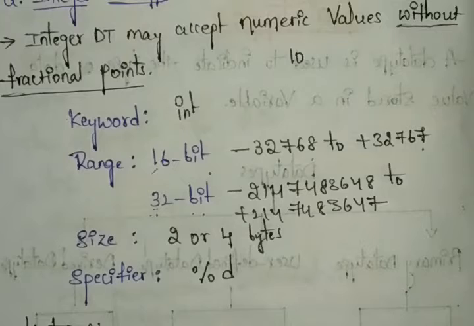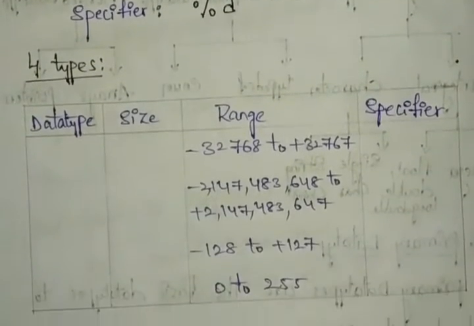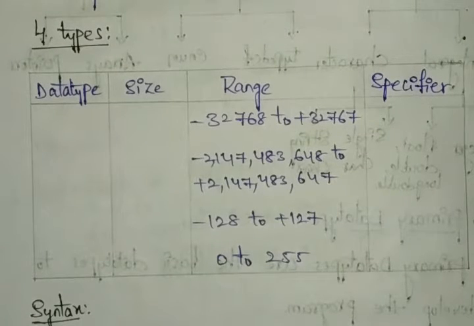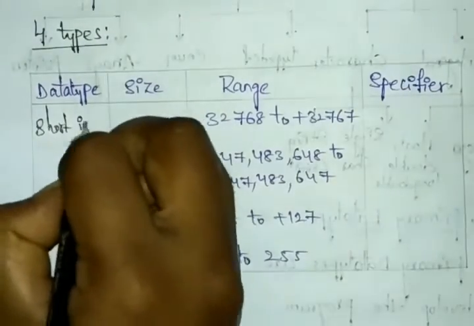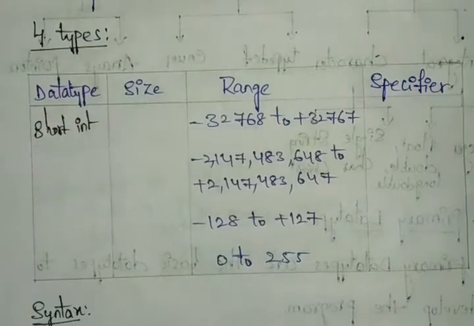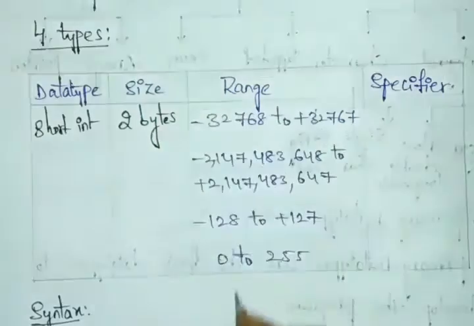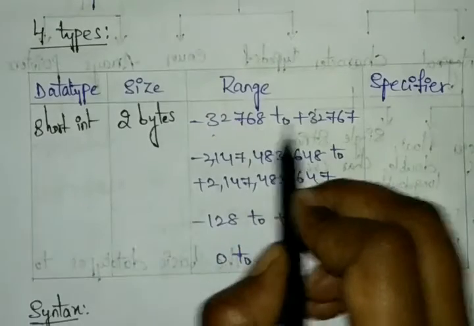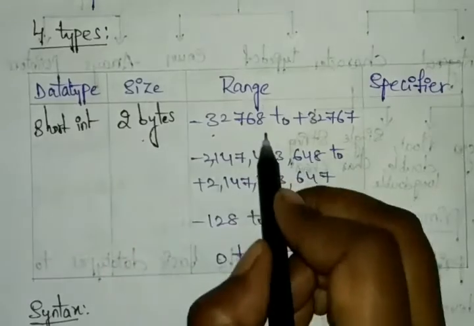Okay, and these integer data types are again classified into 4 types. Let's see what the 4 types are. One is short int, the first one. Compared to the integer, it is short, so it will accept 2 bytes of memory. It has the 16-bit computer range, minus 32,768 to plus 32,767. So short int also accepts this range only.